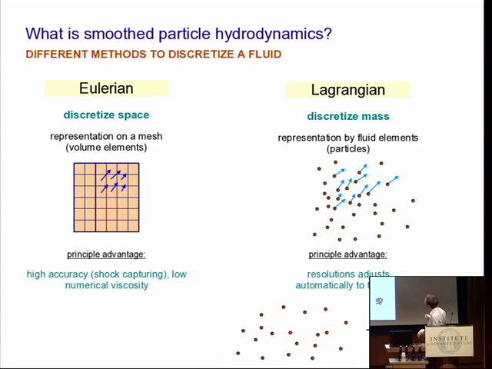So if we somehow can work out reasonable acceleration equations of motion for these particles, we have an equation of motion for the fluid, and maybe this gives a good approximation to the hydrodynamics, and that's basically the central idea of smooth particle hydrodynamics.